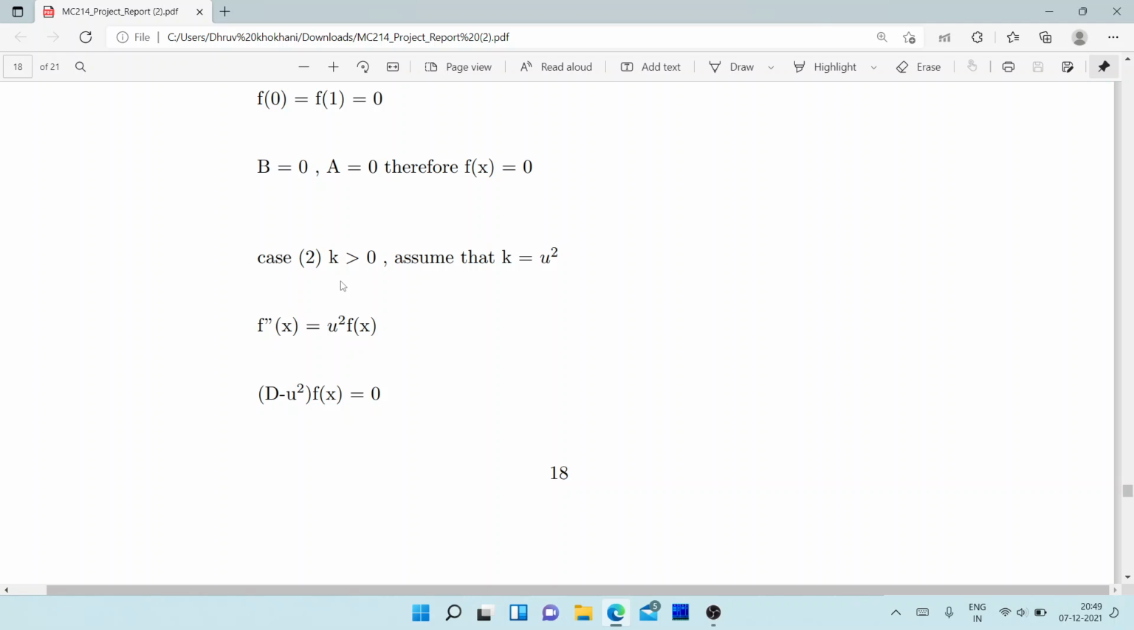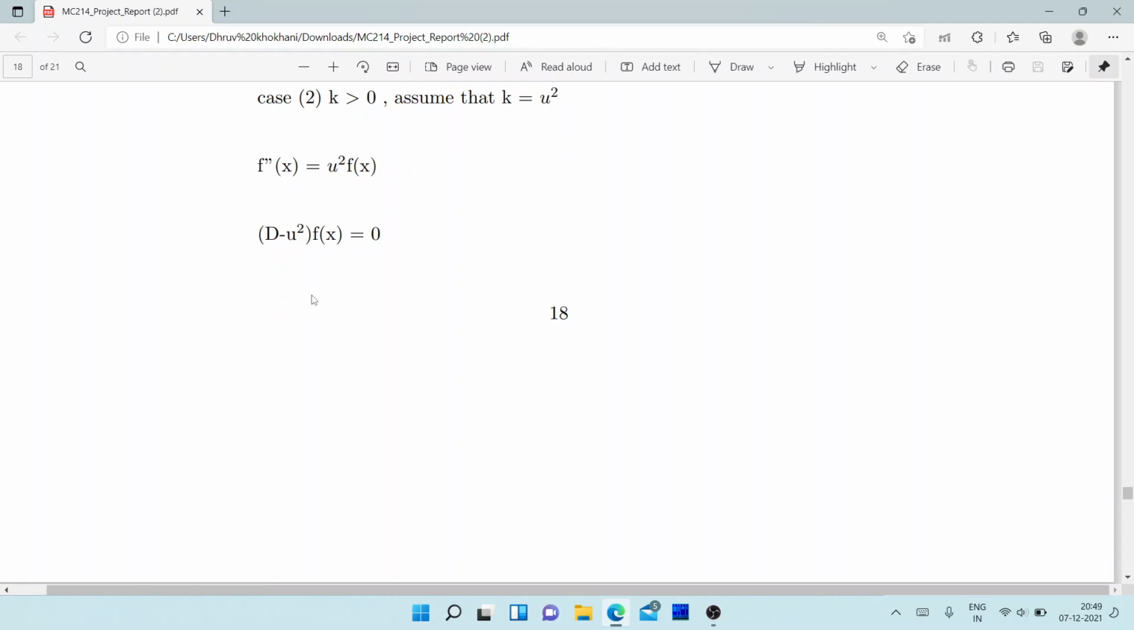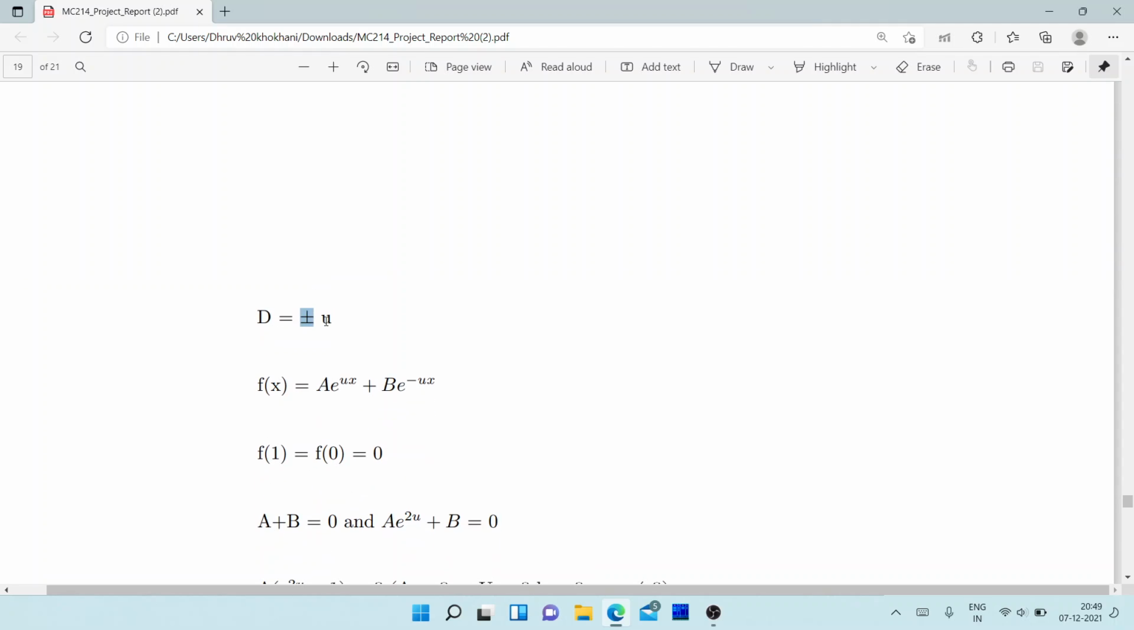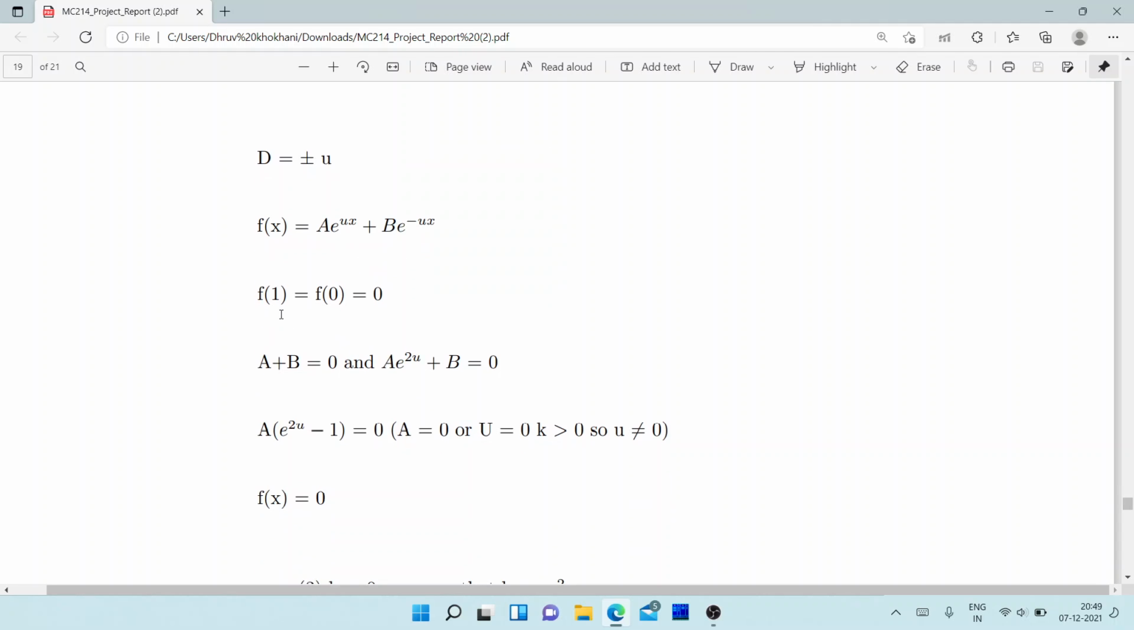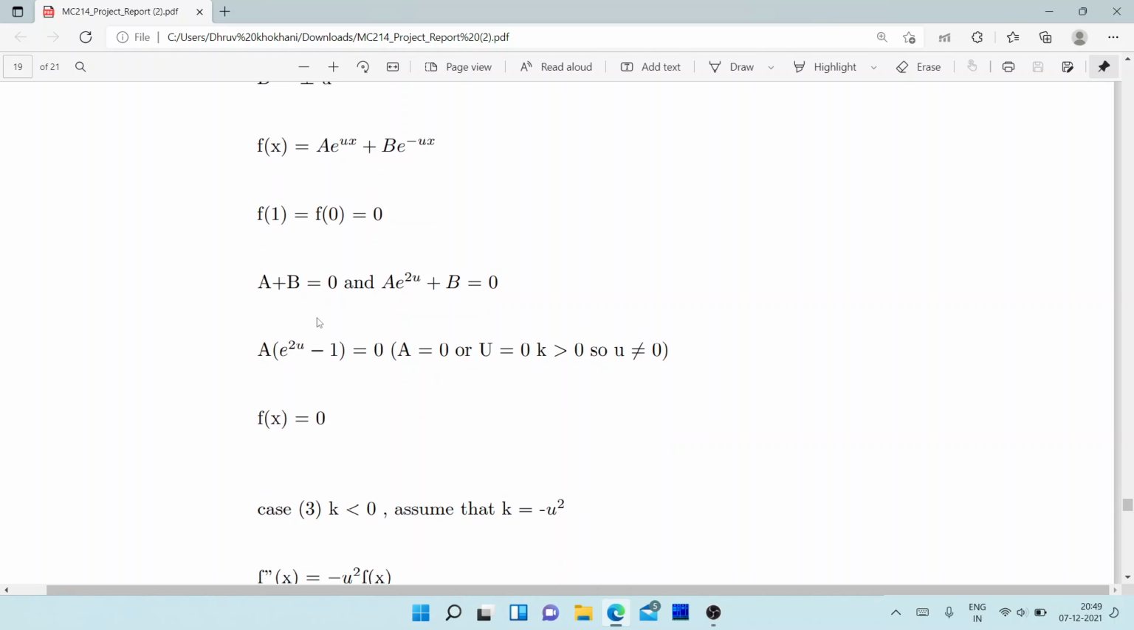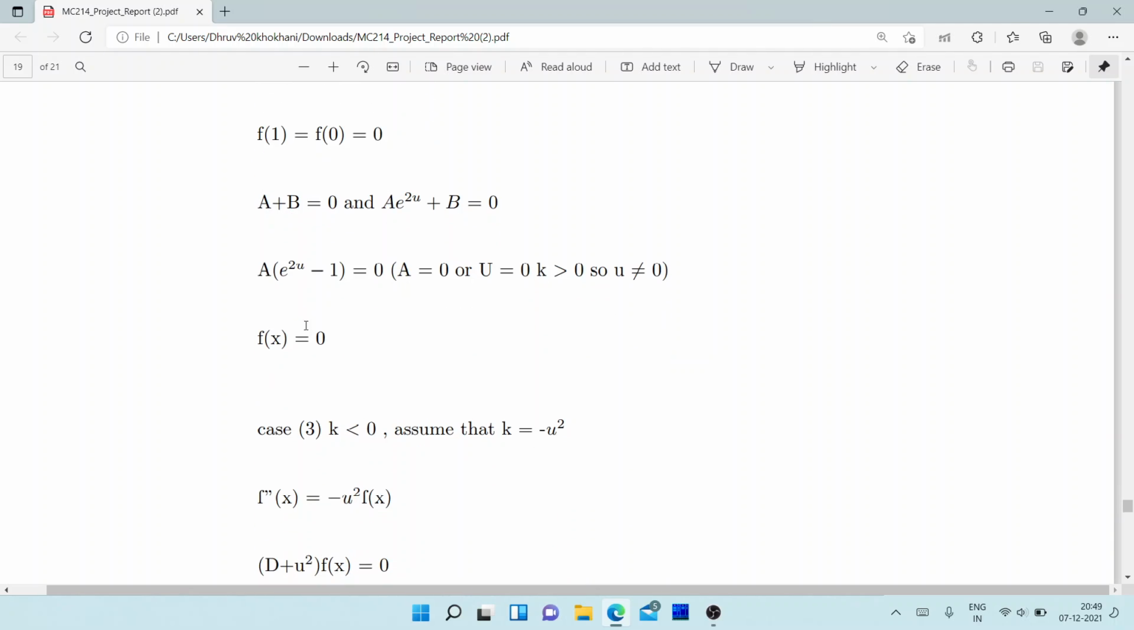Now we take k greater than 0. We assume that k equal to u square, and we solve this equation, and we get d equal to plus or minus u. So the solution for this equation is a times e to the power ux plus b times e to the power minus ux. We again use boundary conditions, and in this case also we get f of x equal to 0, which is a trivial solution.